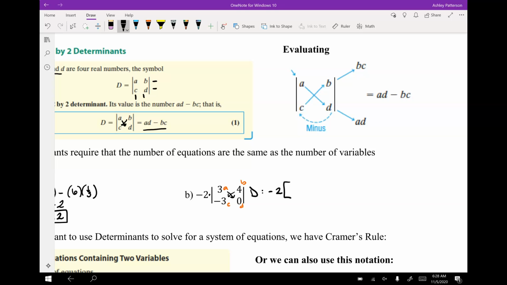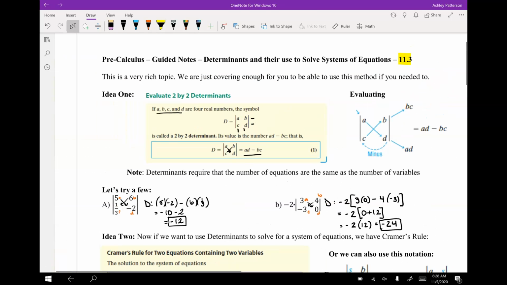So 3 times 0 minus 4 times -3. All right, keep calculating with me, please. We have a -2 on the outside, and 3 times 0 is 0. -4 times -3 is +12. So ultimately, we are calculating -2 times 12, and that leads us to -24. Now, your determinant won't always be negative. It just so happens that these two examples were.